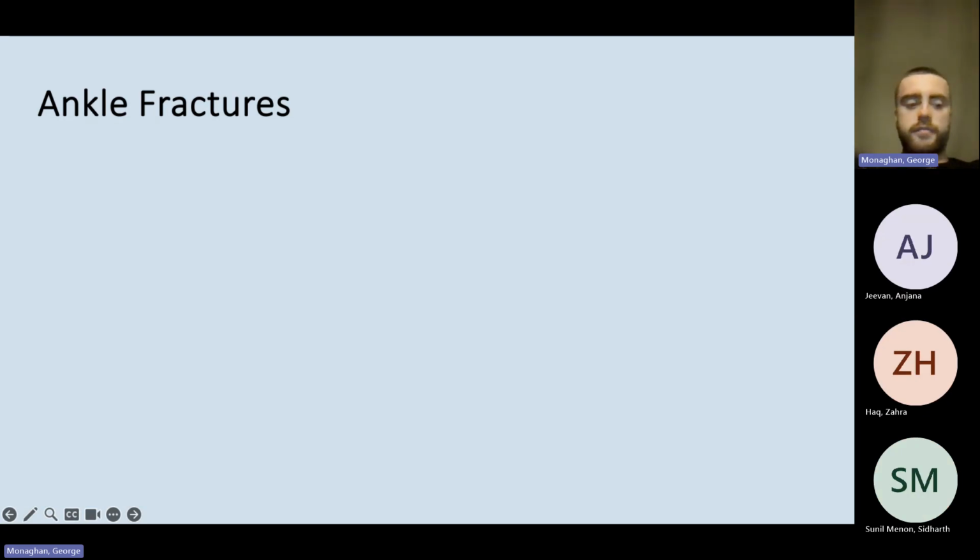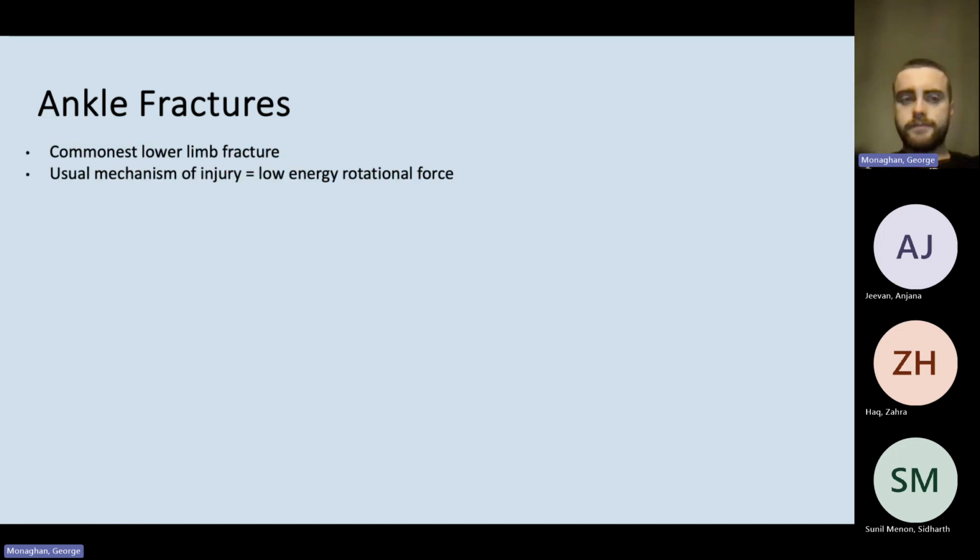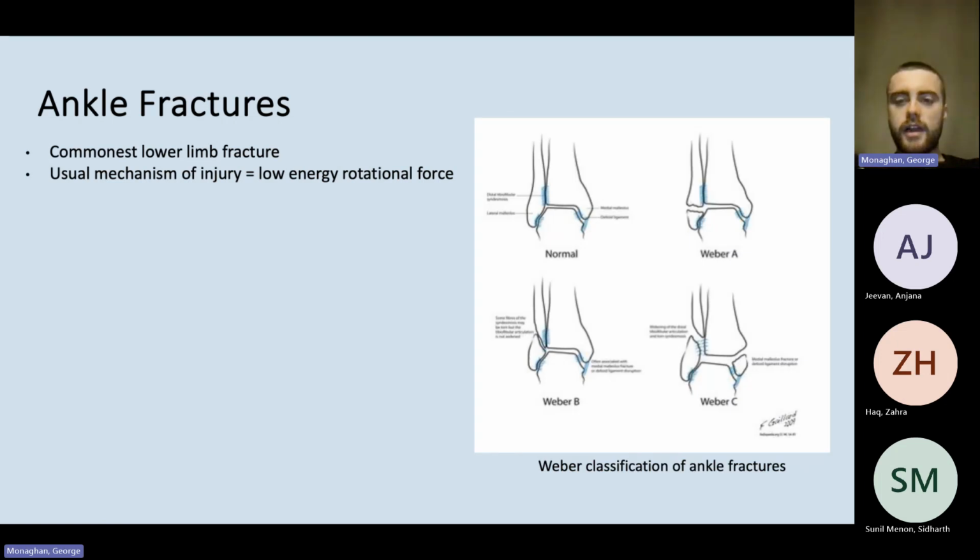Ankle fractures are one of the other specific fractures that you could get asked about and you should know about. It's the commonest fracture of the lower limb, and the usual mechanism of injury is a low energy rotational force, like if you're walking down the street and you roll your ankle off a curb. There's a classification system, and the classes point to different managements. So we've got obviously the normal one on the top left.